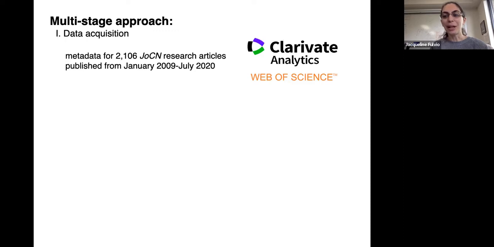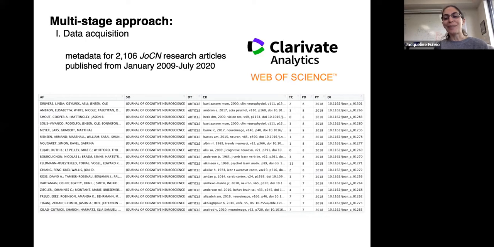And essentially it comes in a series of text files that are rather difficult to look at, but using some basic R code, we were able to organize the data into a large table, looks something like this. This is just a small snippet. And we combined the metadata from the Journal of Cognitive Neuroscience with the metadata from the five broad scope journals that were analyzed previously, for reasons that will become clear shortly. Okay, so now we have this large set of information about all of the articles published in JOCN from January 2009 to July 2020.